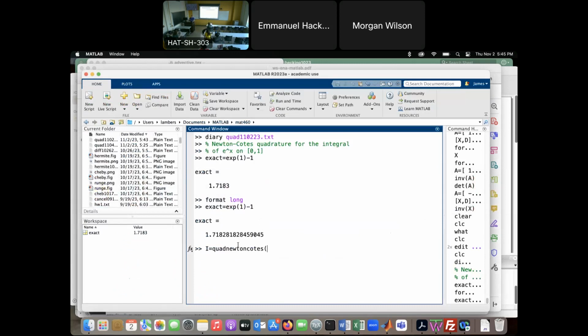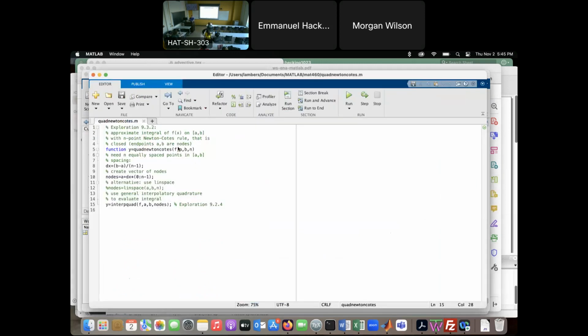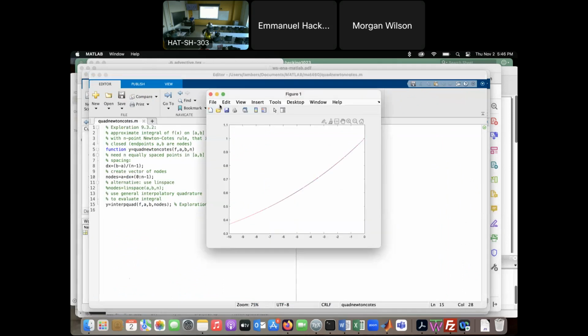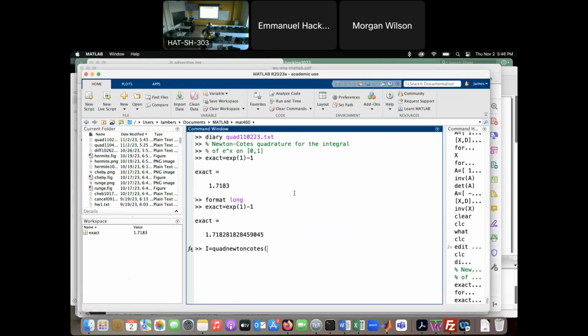Okay, so what I have to pass as parameters are a function f, endpoints a and b, and how many nodes I want. In this case I have @exp, where @ is used to indicate a function handle. So I'm passing the function exp as f, then my endpoints 0 and 1. And then I'll just do a simple rule, 3 nodes, that's actually Simpson's rule that we saw last time.